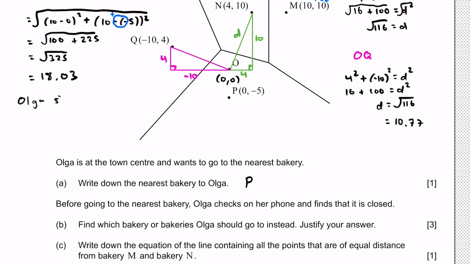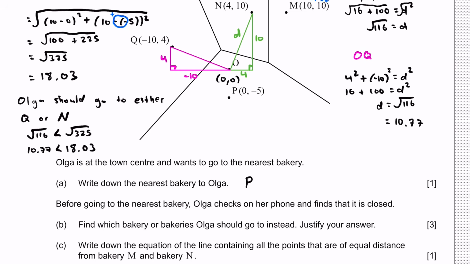Olga should go to either, what can we say, Q or N. And then our justification would be that root 116 is less than root 325, or with decimals, 10.77 is less than 18.3. There we go.